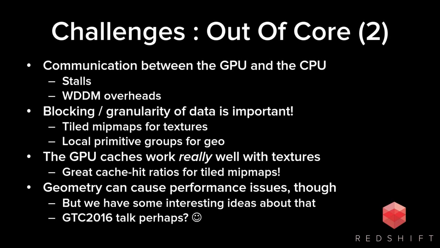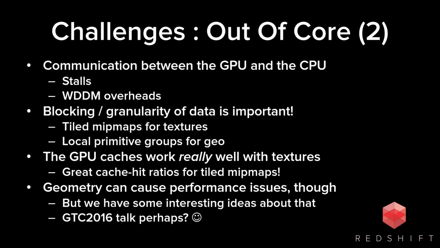So to avoid those problems, we found out that blocking and the granularity of the data is super important. For textures, we use tiled bitmaps. That's what almost every single renderer out there uses, you know, Arnold, V-Ray, Renderman. This is basically the global standard. And for primitives, meaning triangles or hair primitives, we're using local groups. Any triangles or hairs that are close in world space are also close in memory. This kind of grouping helps out-of-core.